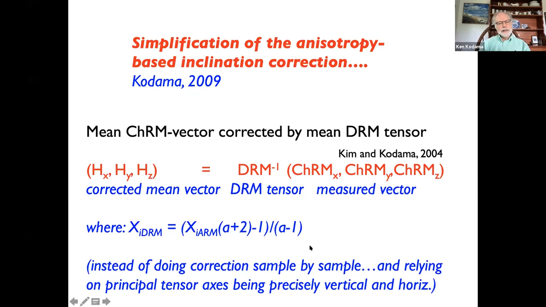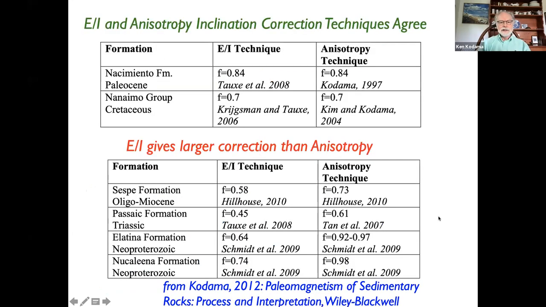And I think that maybe at this point I should turn things over to Dario. I will mention very quickly that we compared the EI technique to the anisotropy technique. We found good agreement in some cases. In some cases, the EI technique, the elongation inclination technique put forward by Dennis and by Lisa, overcorrects. And I think that's because of unrecognized vertical axis rotations in some field areas. So I'm going to end there and I'm going to pass the torch to Dario.